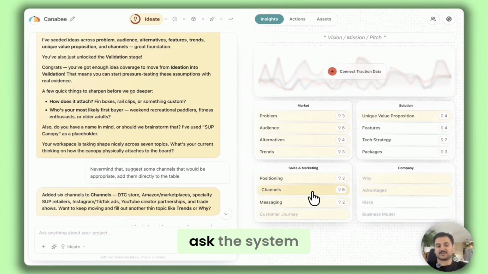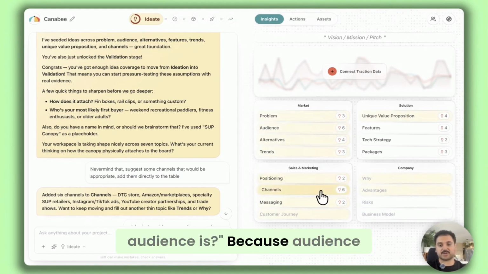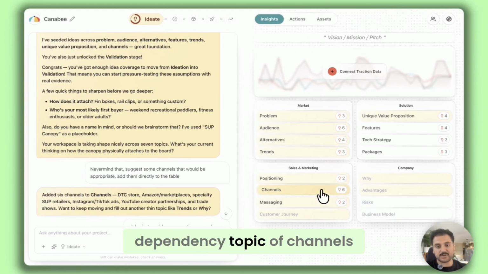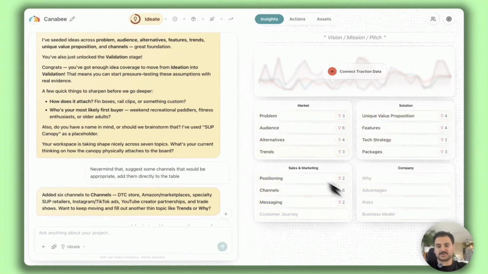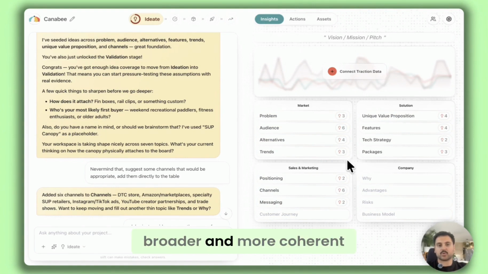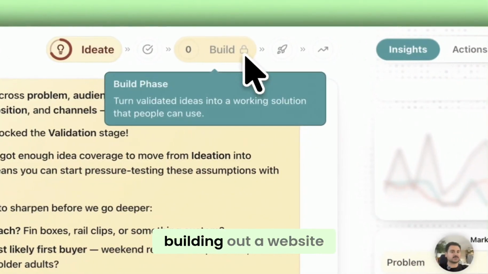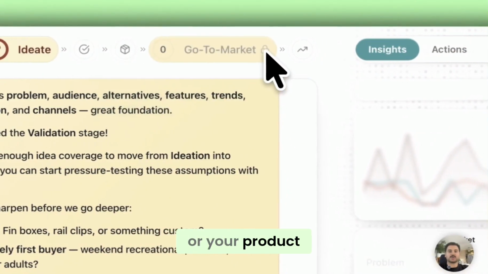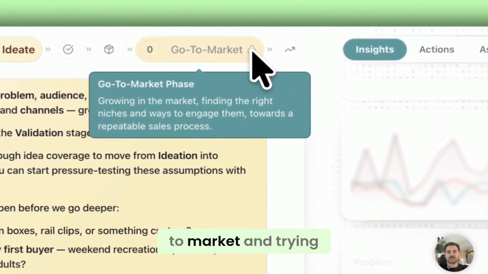And you can even ask the system, hey, I have an idea for a channel. Does this kind of make sense or match what my, let's say, audience is? Because audience is a core dependency topic of channels. So as you fill out this strategy canvas here, you will be able to get a much broader and more coherent sense of your overall business idea. And you can actually then start to manage those ideas in later phases, not just for validating, but for things like building out a website or your product, as well as going to market and trying to sell it.